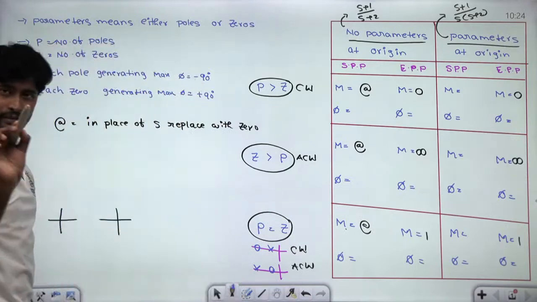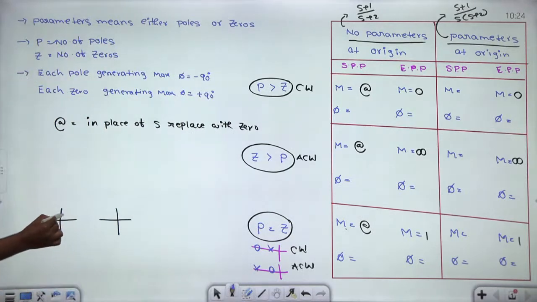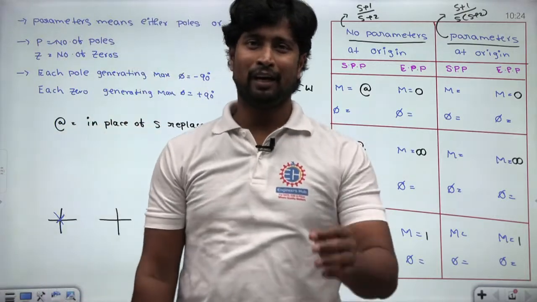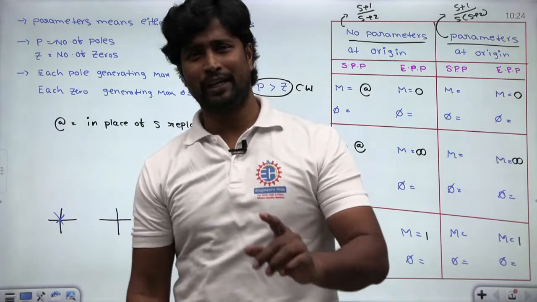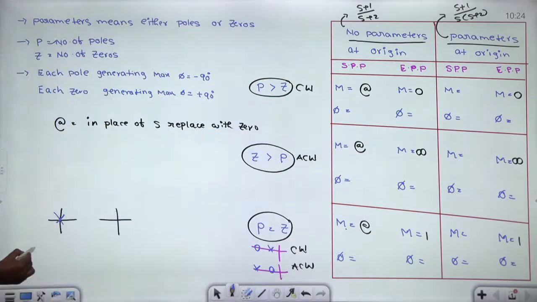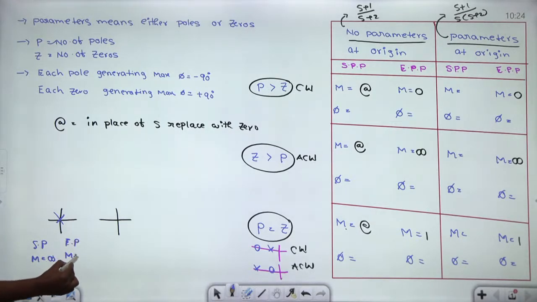Listen. See, even with one pole at the origin, like (s+1)/(s(s+2)) or (s+1)/(s^2(s+2)), whatever it is, even with one pole at the origin, there is no doubt: the starting point magnitude is always infinity and the ending point magnitude is always 0.